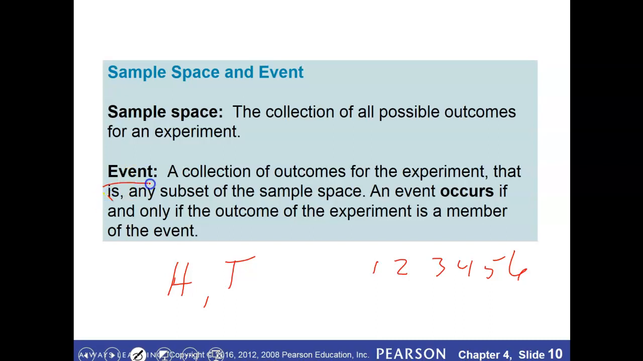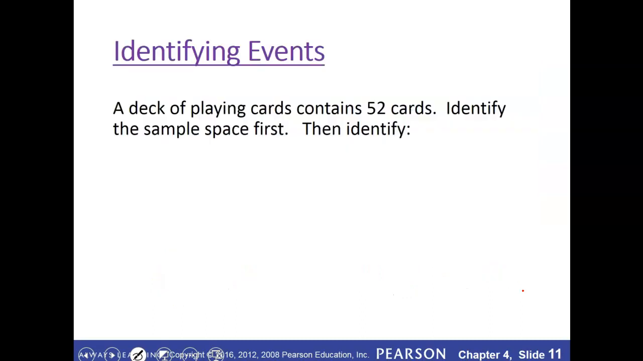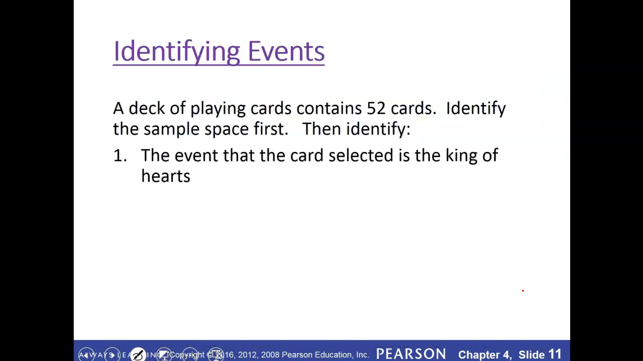An event is a subset of those. An event could be heads. What's the event that you get a heads? It could be what's the event that you get a number less than 3, and so it would be like 1 and 2. It could be the event that you get an even number, so it would be 2 and 4 and 6. So it's just a subset of the sample space, or a subset of what could happen. So let's take a look at some specific examples.